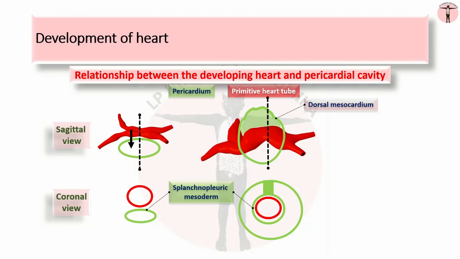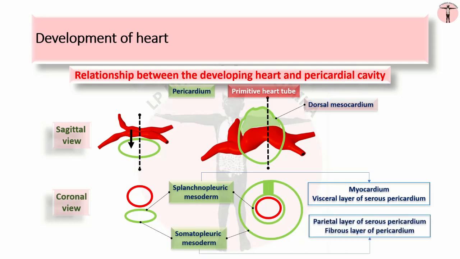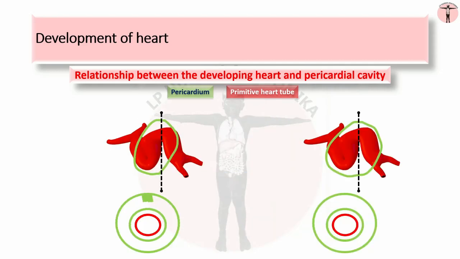Simultaneously, it becomes surrounded by a thick layer of mesenchyme in the splanchnopleuric mesoderm, which differentiates into the myocardium and the visceral layer of the serous pericardium. The somatopleuric mesoderm develops into the parietal layer of serous pericardium and fibrous layer of pericardium. The cavity in between the two serous layers of pericardium forms the pericardial cavity. The arterial end of the primitive heart is continuous beyond the pericardium with a large vessel, the aortic sac, and the venous end, that is venous sinuses, is also outside the pericardium.